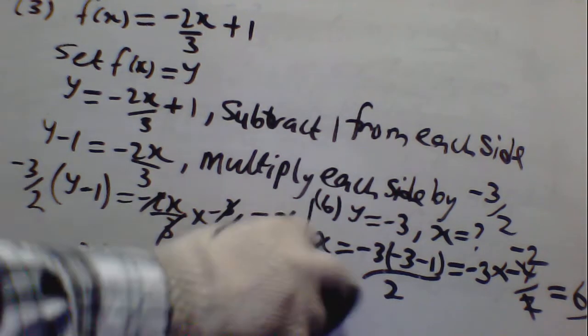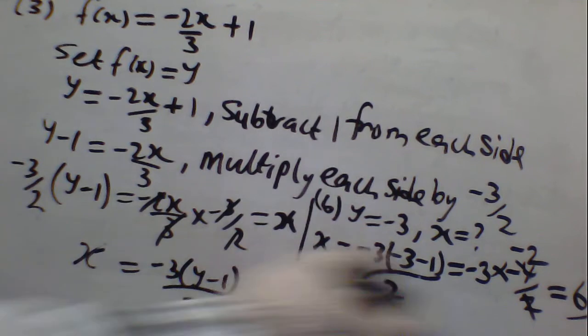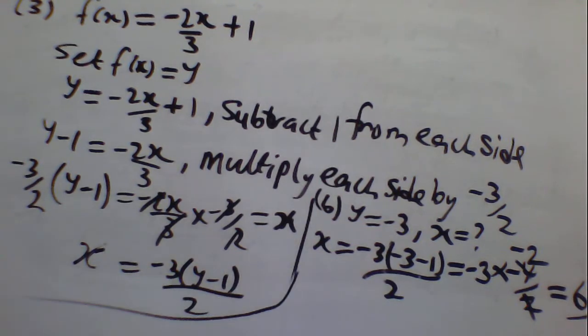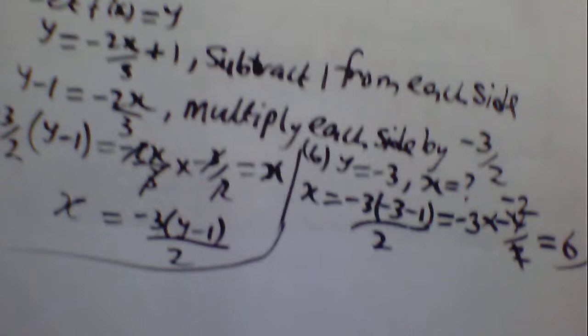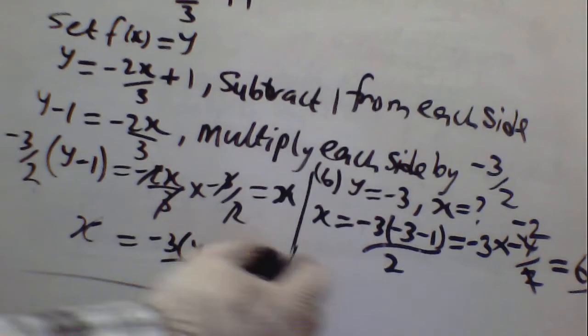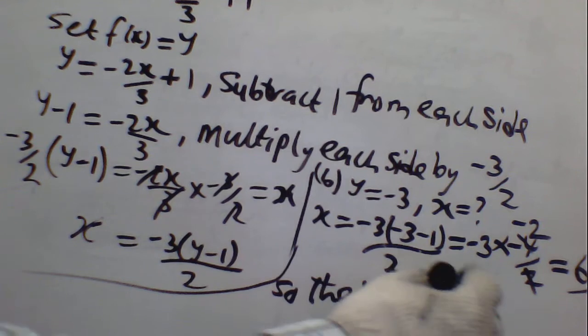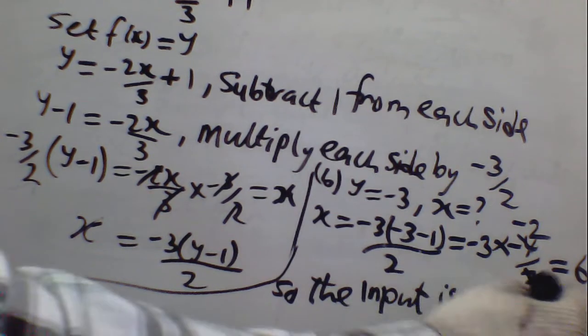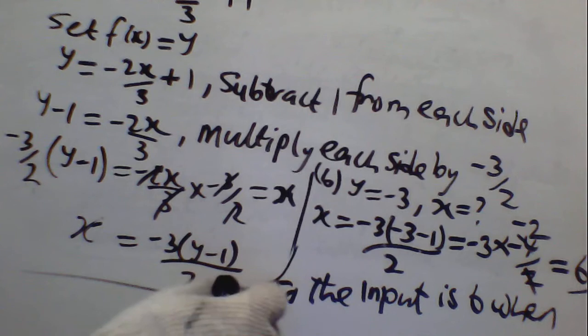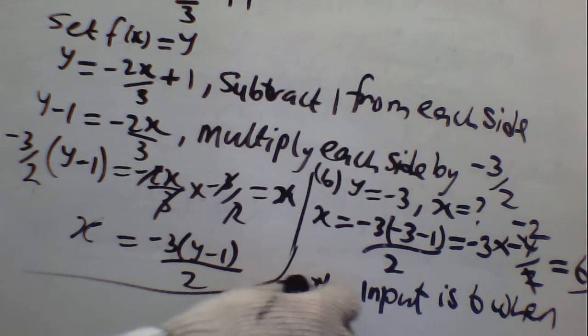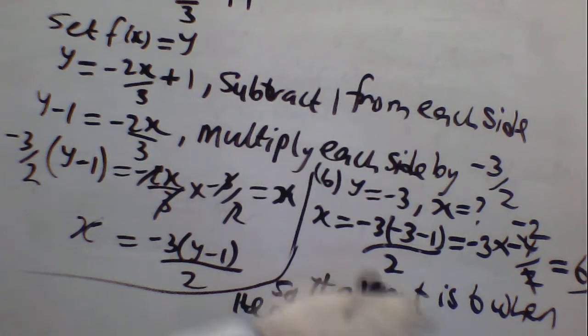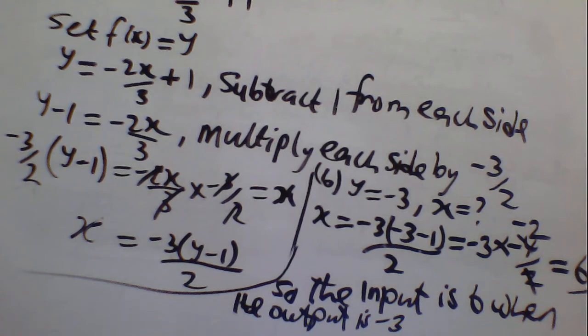Once you have done that, you can now state your reasons, and that is all. Have any question? So the input is 6 when the output is what? Minus 3. So the input is 6 when the output is minus 3. Have any question?